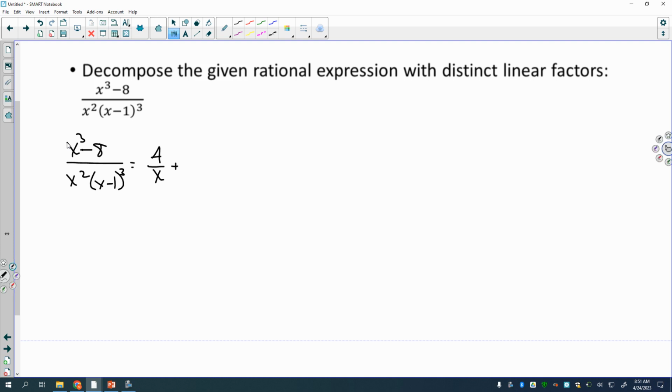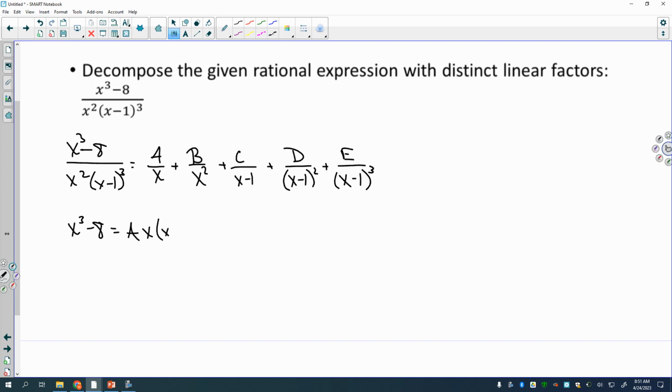I have to do this so that I use every possible type of denominator that we can get. So I use a over x, b over x squared, and c over x minus 1. And I have to do an x minus 1 squared and an x minus 1 cubed. And then when I multiply by the common denominator and get rid of everything, the left side will just become x cubed minus 8. Just an x cancels out with the a, so it's left with x times x minus 1 cubed.